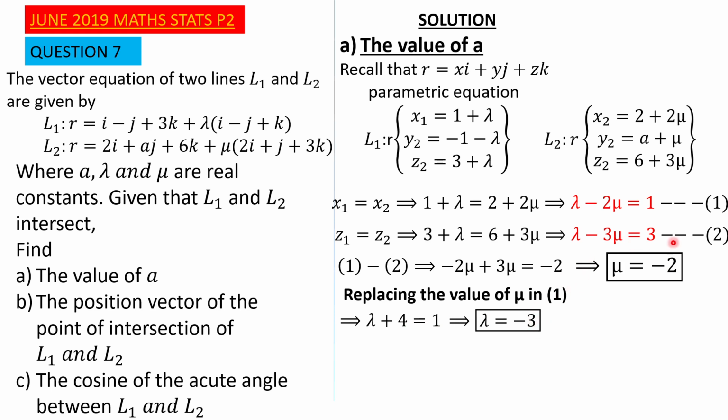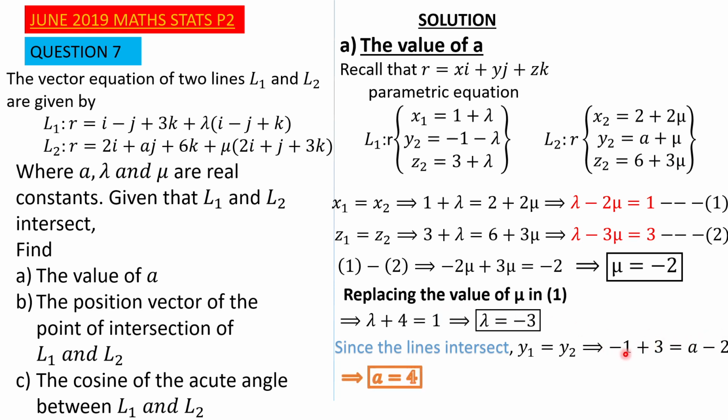The values of lambda and mu are just means, not the goal of the question. The goal is to find the value of A. So since the lines intersect, it means that y1 is also equal to y2, which implies that negative 1 plus 3, because lambda is negative 3, is equal to A minus 2, because mu is negative 2. So A is equal to 4, because negative 1 plus 3 is 2, then when 2 goes to the other side it becomes 4. So A is equal to 4.